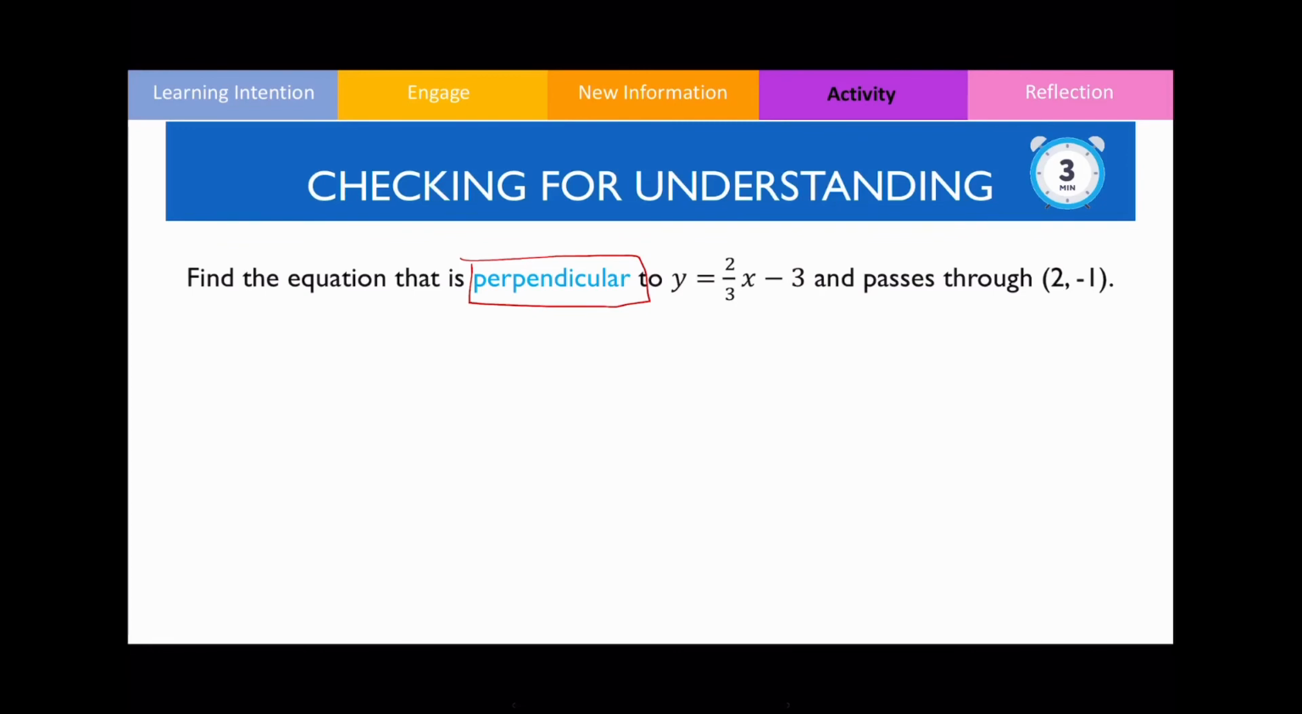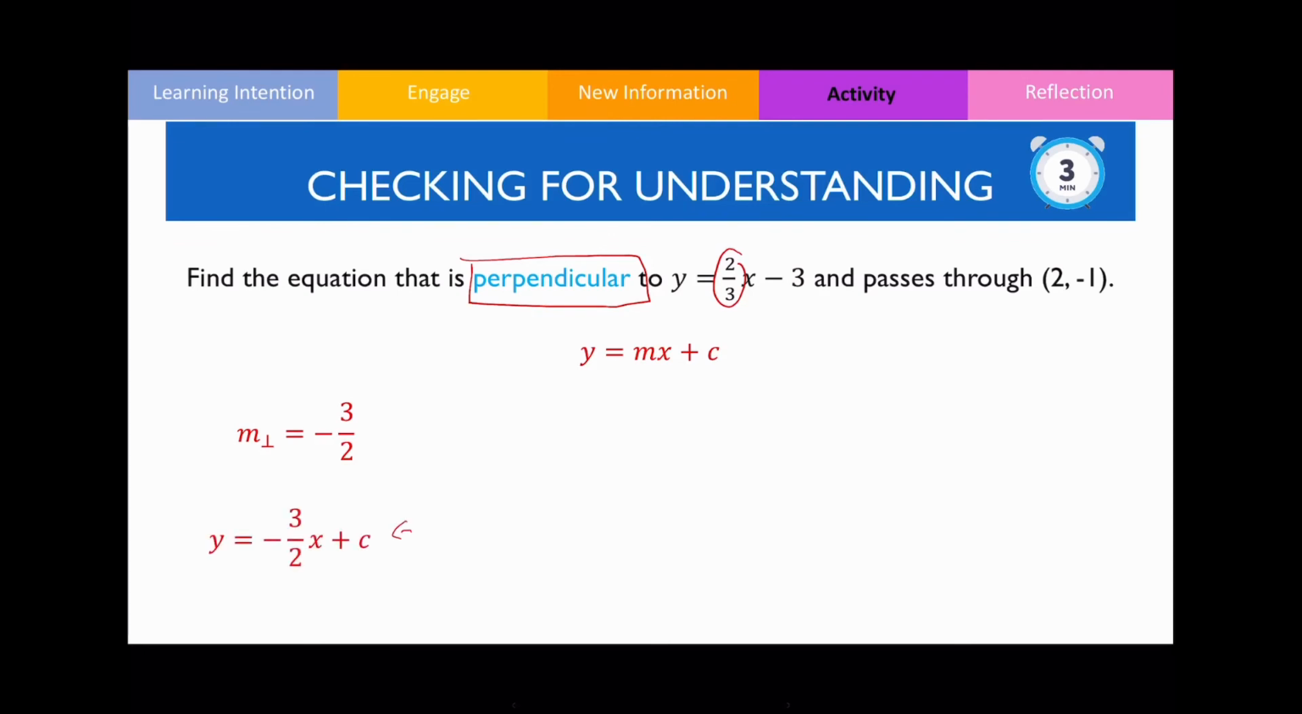If you guys have done this successfully, the gradient for the one that's perpendicular is going to be the negative reciprocal of 2 over 3. So flip the fraction and then add the negative. So it should be negative 3 over 2, or you could even leave it as negative 1.5. Doesn't matter at all. So in this case over here, we know that this is going to be our equation.